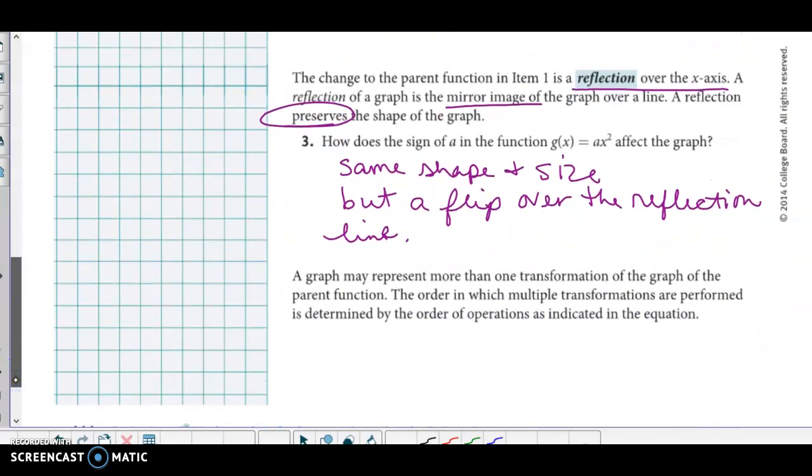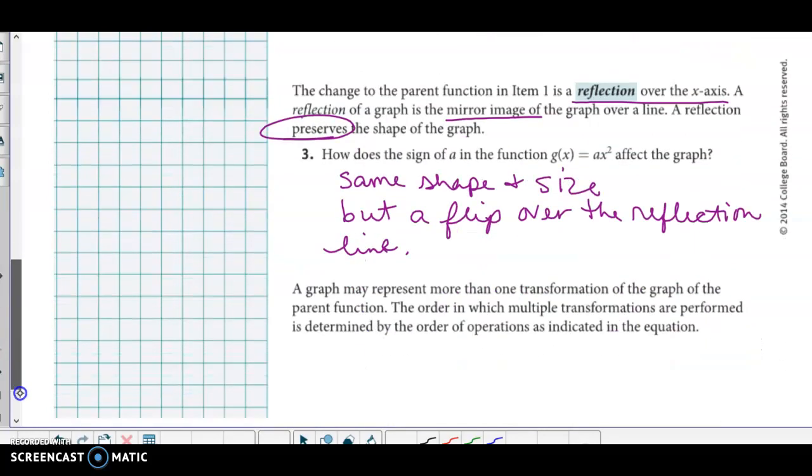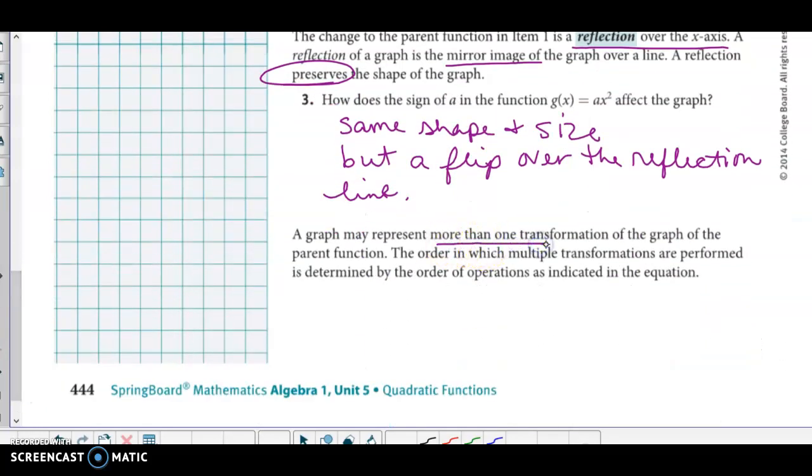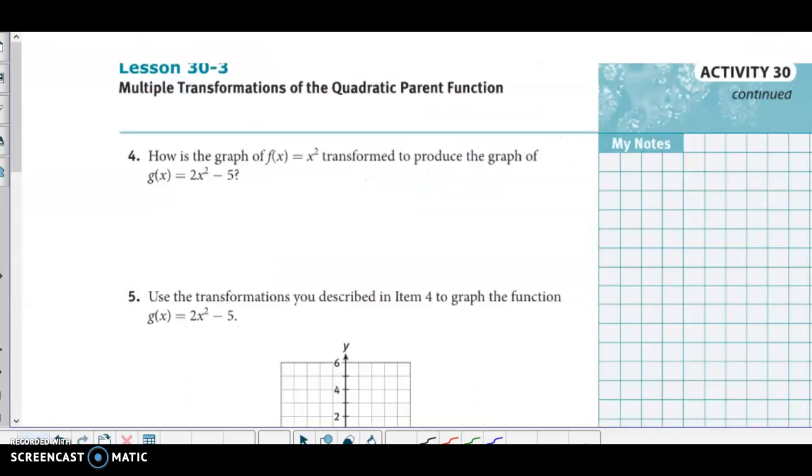So a graph may represent more than one transformation. The order in which the multiple transformations are performed is determined by the order of operations indicated in the equation. So let's look at a couple of those.